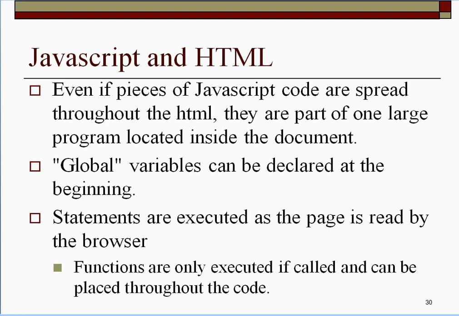Global variables can be declared at the beginning. Whenever you declare a variable outside a function, it is global, and all the JavaScript blocks have access to it, regardless of in which block you happen to declare it. Statements are executed as the page is read by the browser. They are executed by the JavaScript engine that the browser has. Functions are only executed if called and can be placed throughout the code.